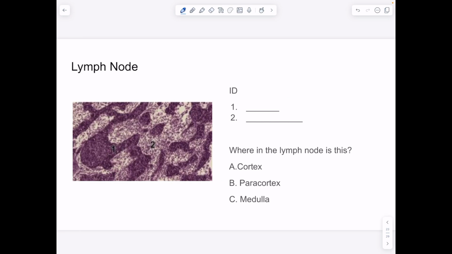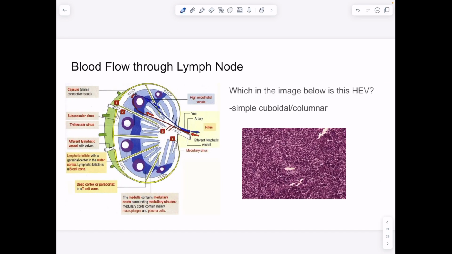All right, so 1 is medullary cord. Why we know it's dark. 2 is medullary sinus. All right, where in the lymph node is this? In the medulla.